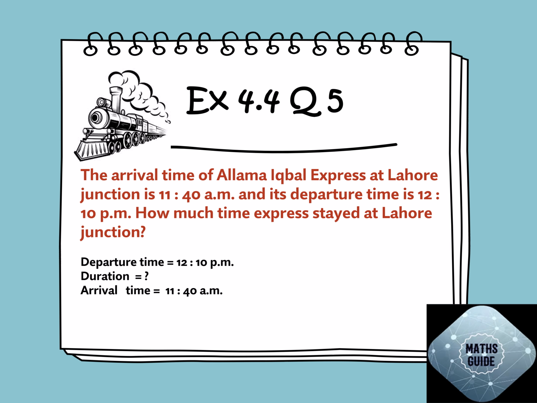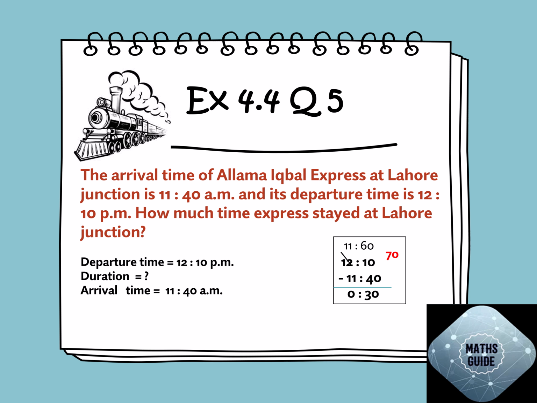So starting time is 11:40, ending time is 12:10 pm, and we have to find out the time between them. So we will find the difference of the ending and the starting time. Subtracting 11:40 from 12:10. How? We will take 1 hour from the hour side and we get 60 in the minute side. Now we have total 70 minutes. Now we will subtract 40 from 70 and we get 30 minutes.